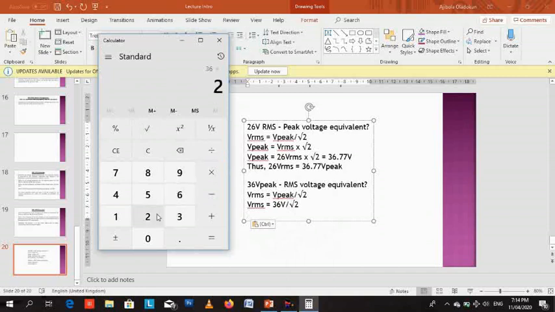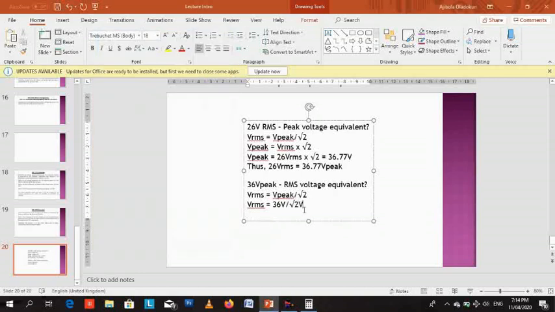So equal to 36 divided by root 2, that's equal to 25.46 volts. So 25.46 volts is our RMS equivalent. The RMS voltage equivalent for 36 volts V peak is 25.46 volts. That's the RMS equivalent.